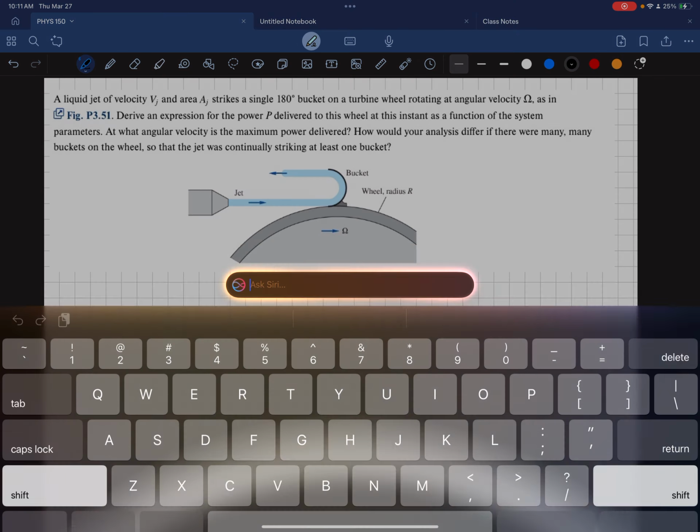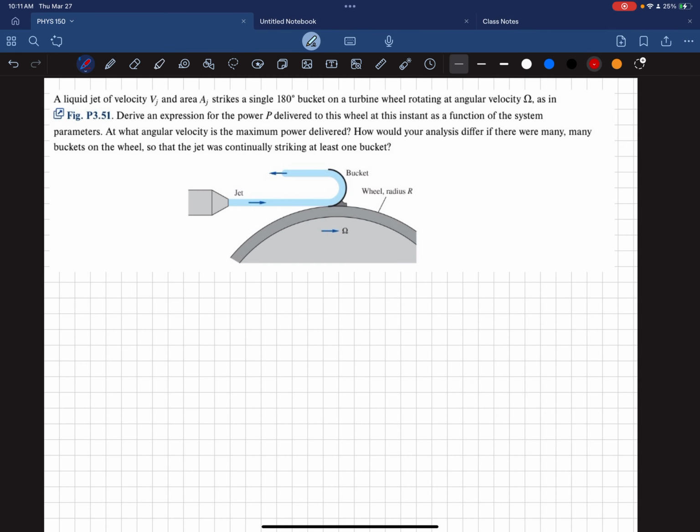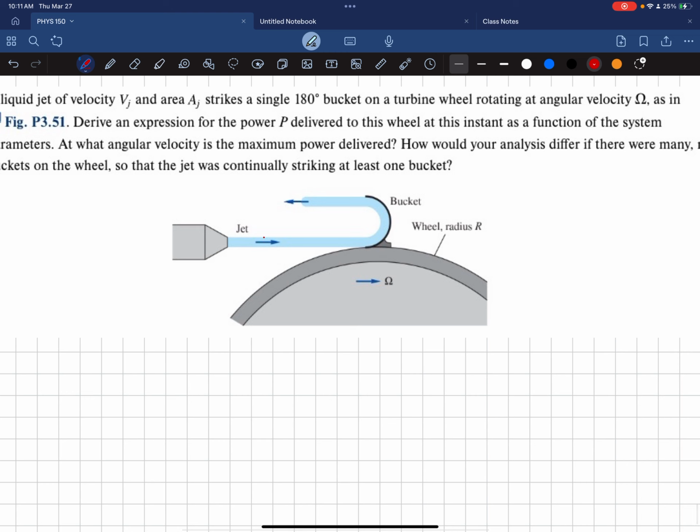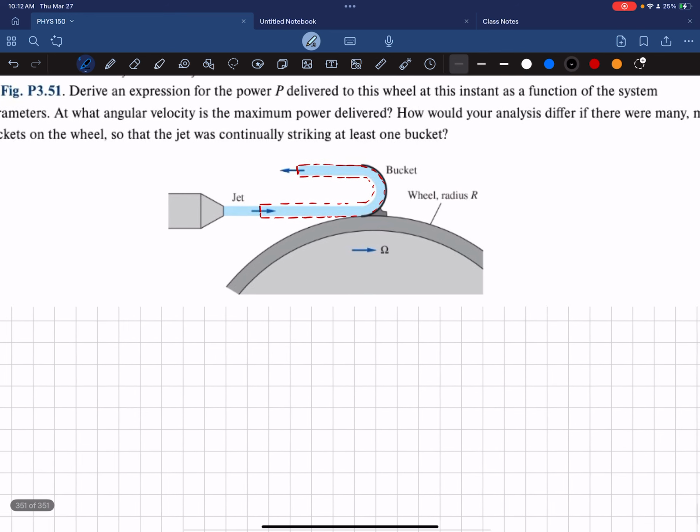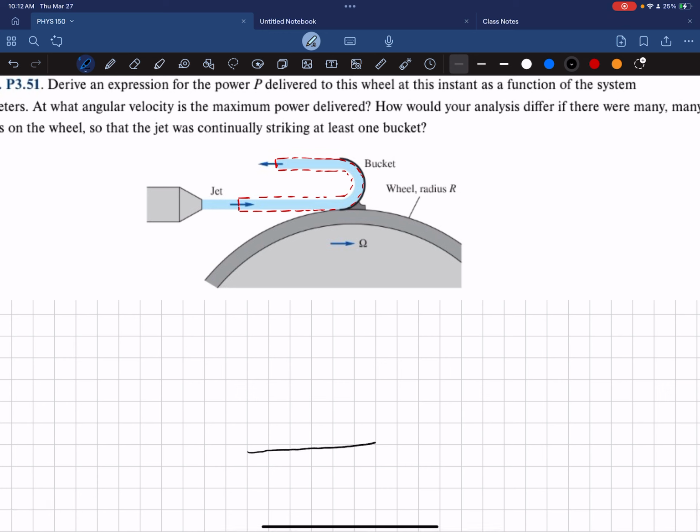So here's the first thing: mark your control volume. I will take this region of fluid as our control volume. Then I will isolate that part for more clarity. So that's the fluid domain. And then the bucket is moving. So this control volume is a moving control volume because this bucket is moving towards that direction.